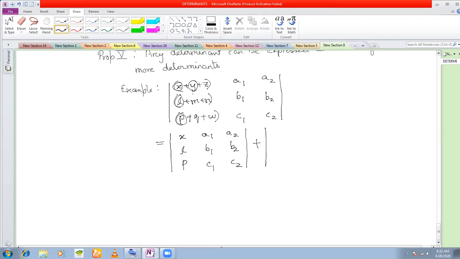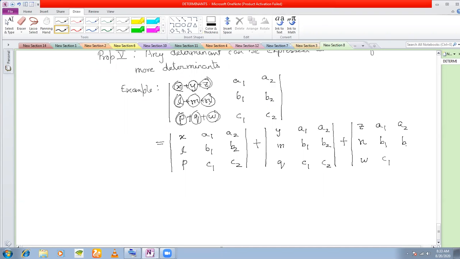Then again you have in the first column Y, M, and Q, with A1, B1, C1. And the next one has Z and W in the first column, and the other two remain the same: A1, B1, C1, A2, B2, C2. Understood? A single determinant being split into three determinants.